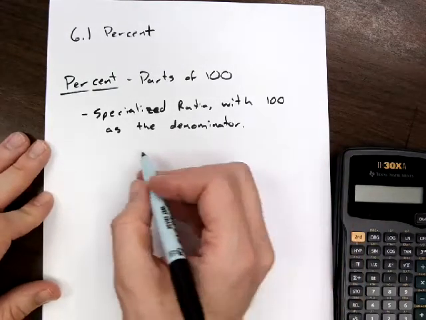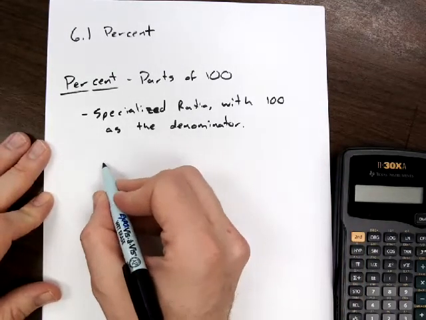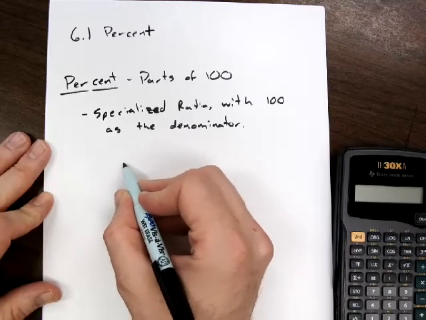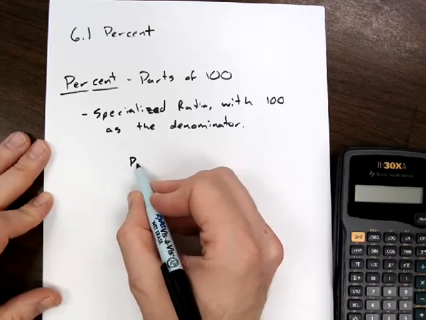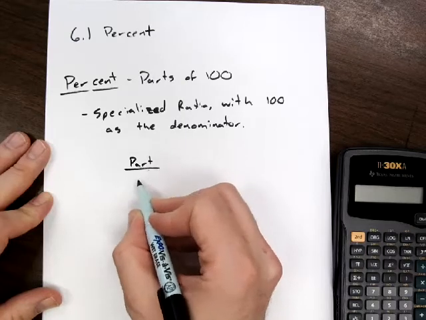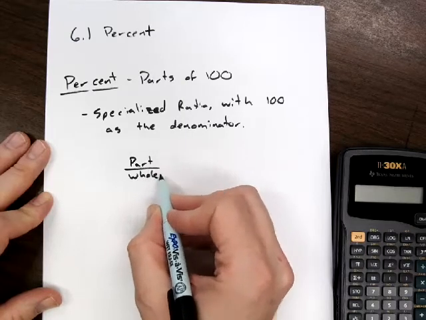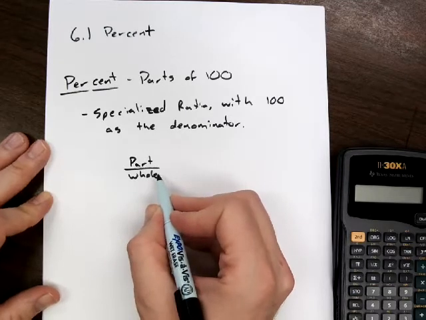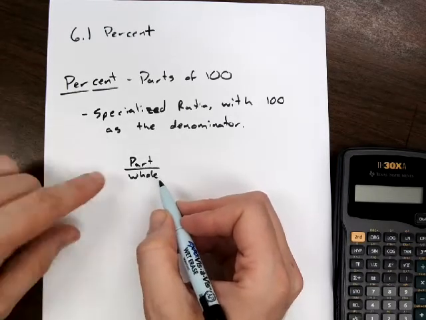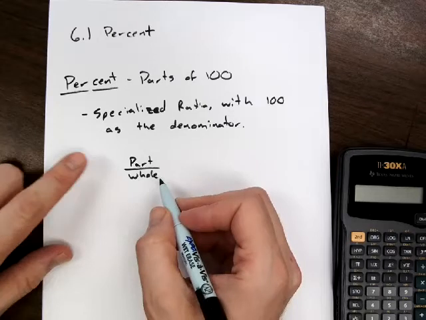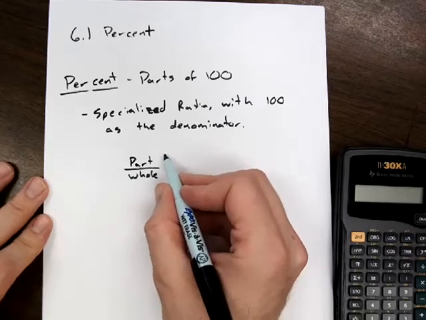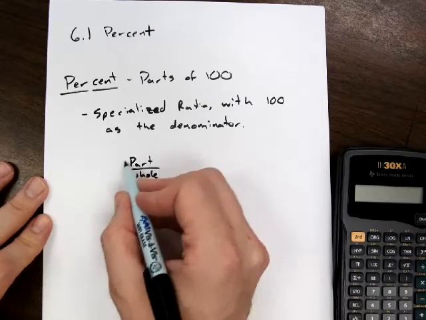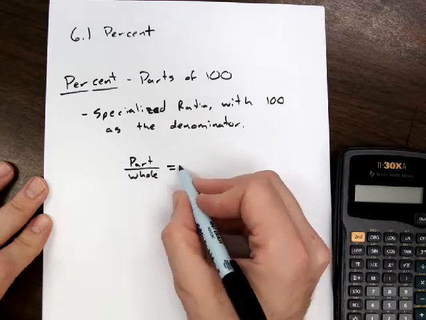In a lot of ways, we can also think of a percentage as another proportion, and we'll usually see this as parts over our whole. But here we're going to artificially manipulate it so our base is equal to 100. So whatever portion divided by whatever our whole is, this is going to end up being our percent.